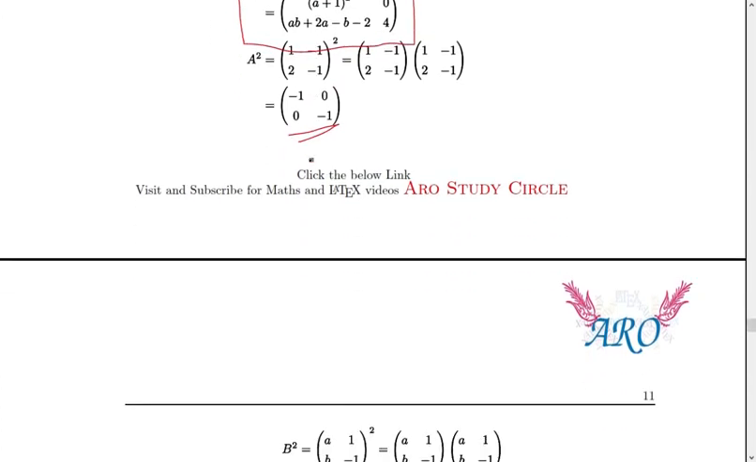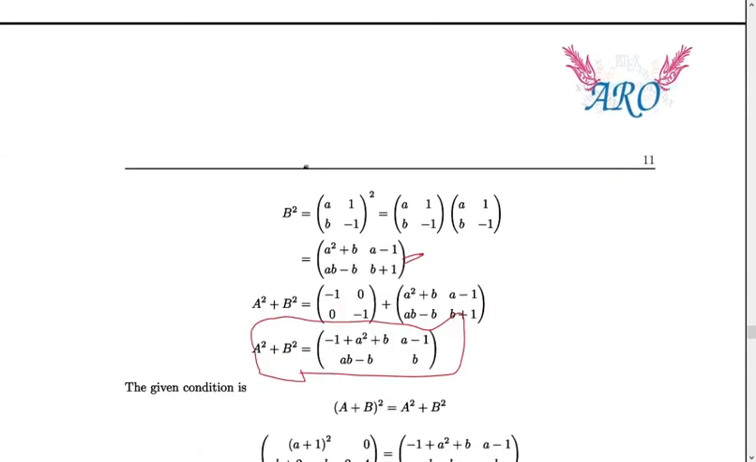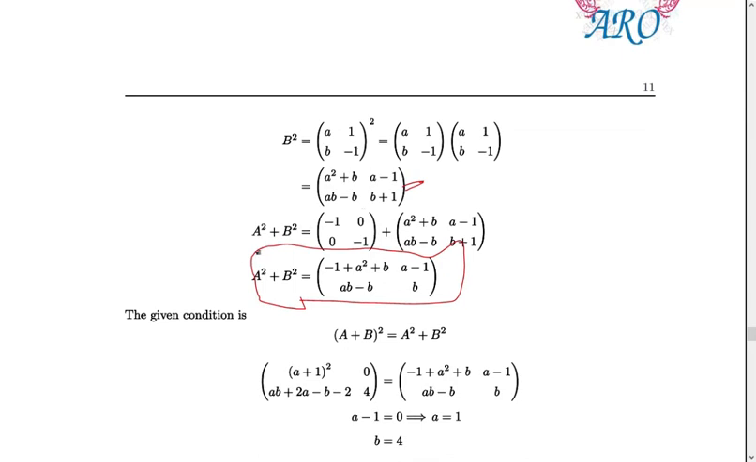First entry is (A plus 1) whole squared. They are giving that relation. From this we are going to find the values of a and b. The given condition is (A plus B) whole squared equals A squared plus B squared. So corresponding elements are equal. Two matrices are said to be equal if and only if corresponding entries are equal. For our convenience we take the first row second entry: 0 equals a minus 1. So from this a minus 1 equals 0, which implies a is equal to 1. And second row second entry, 4, so b is equal to 4.